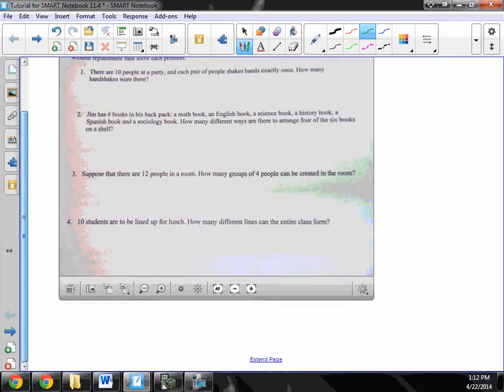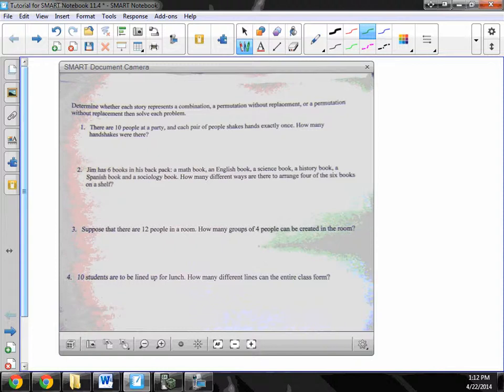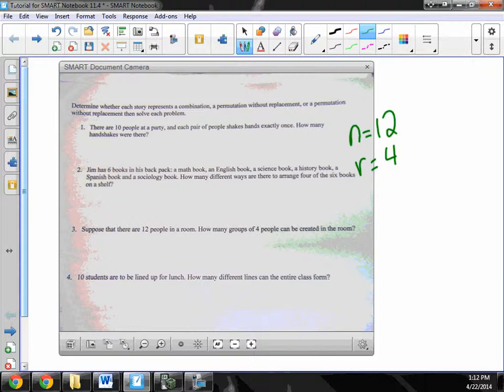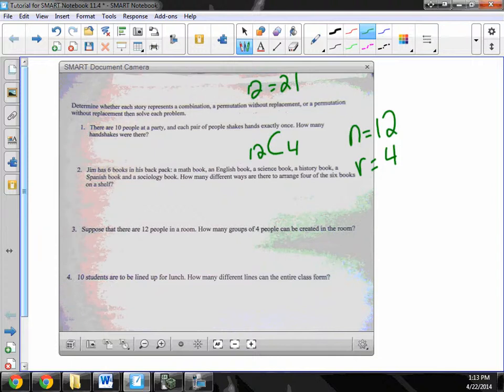Number 3. Suppose there are 12 people in a room. How many groups of 4 people can be created? So n is 12 and r equals 4. If 1 and 2 are in a group, is that different than 2 and 1 being in a group? 12 equals 21, so 12C4. 4 people in a group. Put it right there. So how could we change this so it was a permutation?